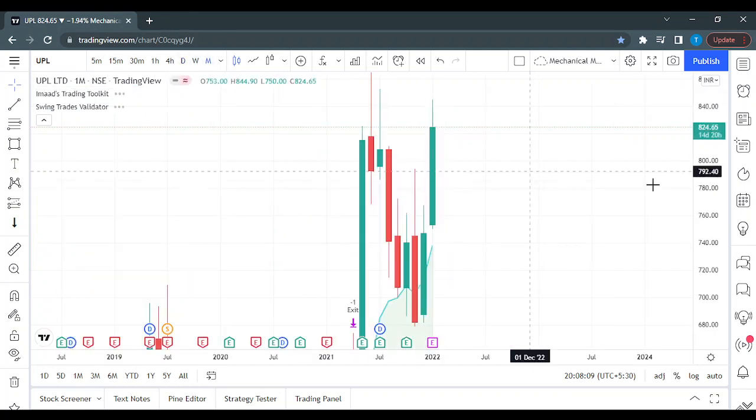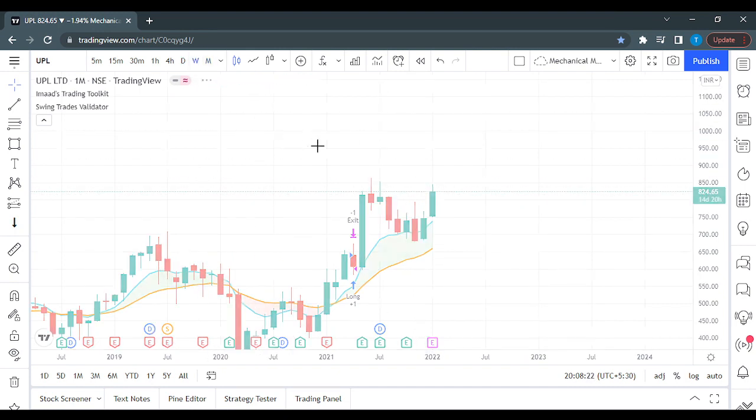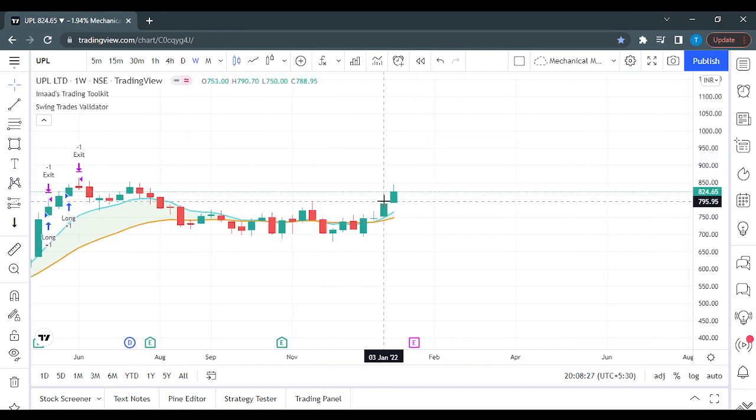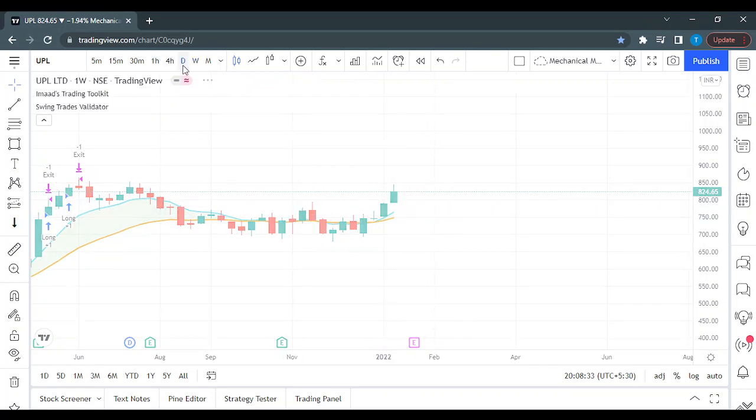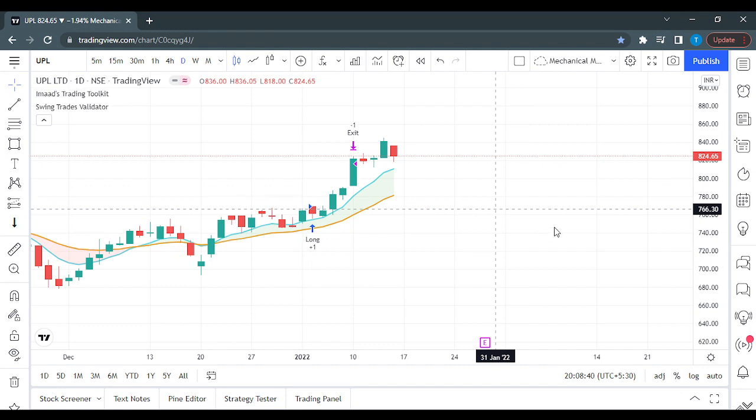Monthly time frame, were we bullish on this month of January? Yes, we were bullish. And in fact, even in the month of December, we were bullish, right? In the week of January, we were completely bullish across these 3-4 candles. Now on the daily time frame, we got an entry signal here. Let me pull this up.